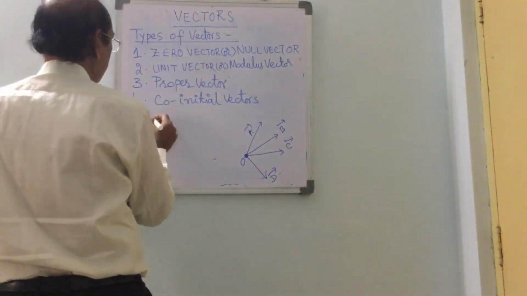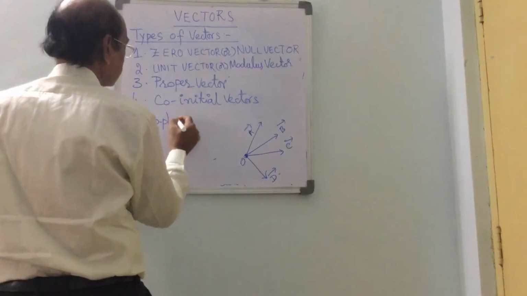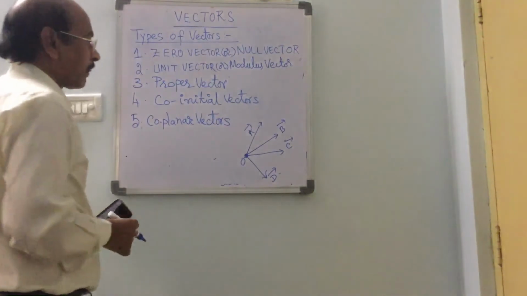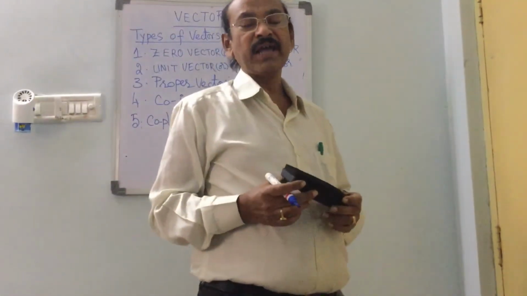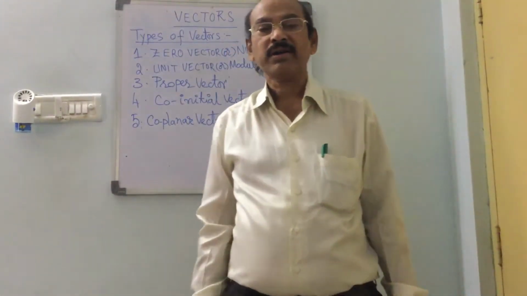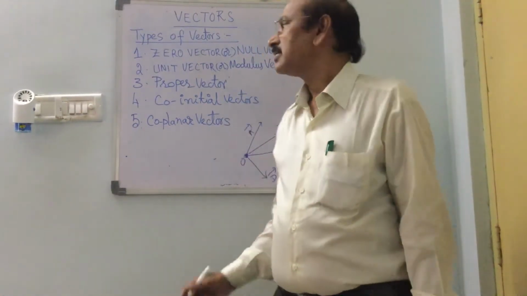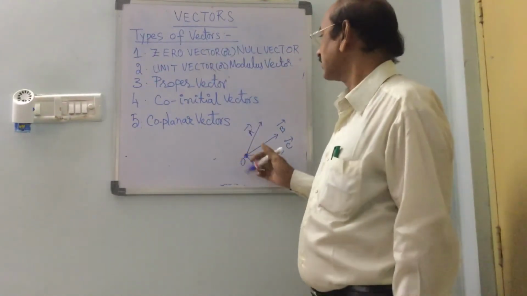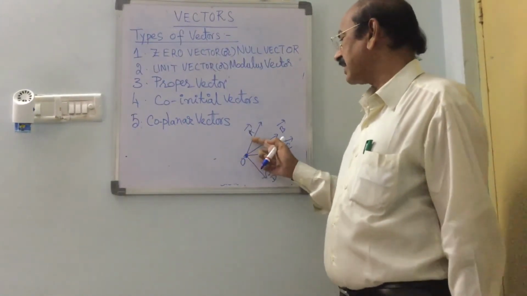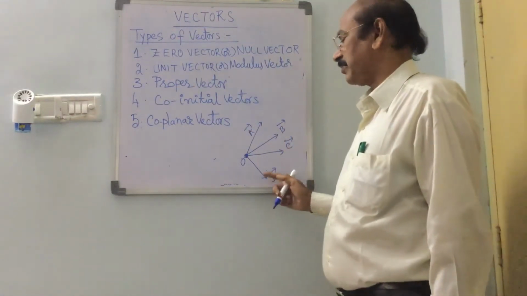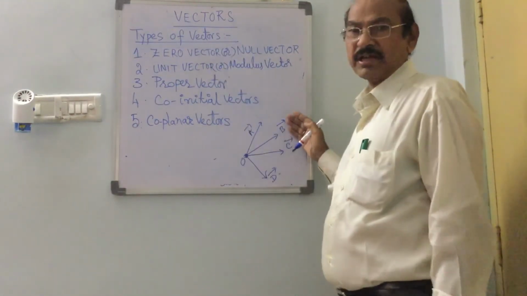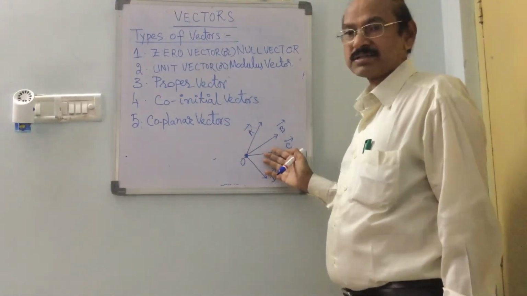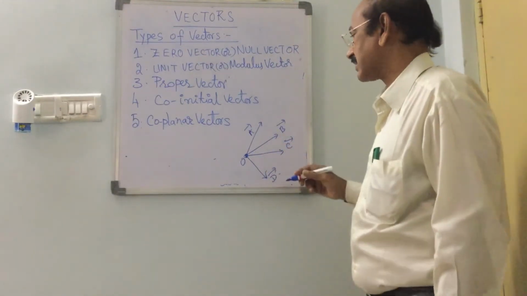Fifth type, coplanar vectors. Vectors which lie in the same plane are known as coplanar vectors. For example, this blackboard is a two-dimensional plane. So the vectors here lying in the same plane, a bar, b bar, c bar, d bar, in the two-dimensional vertical plane, are also known as coplanar vectors. They are called coplanar vectors also.